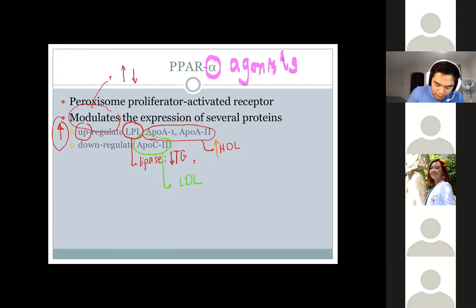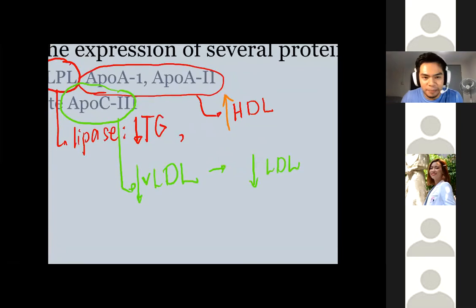Okay, so it goes down. Oh, sorry, it's VLDL. Pero anyway, pag bababa ang VLDL, bababa din naman ang LDL. So related pa rin sila. So ApoC3, ang direct effect niya sa VLDL, and then after that, we have LDL. So yun na yun. Okay, yun na yung summary ng MOA ng mga fibrates.